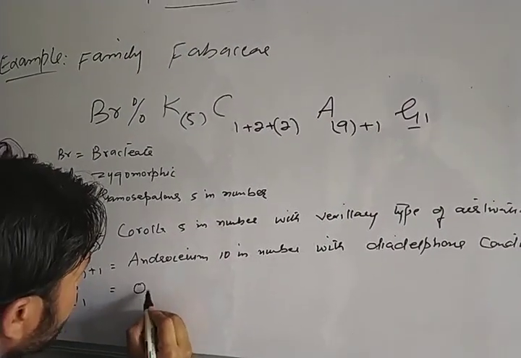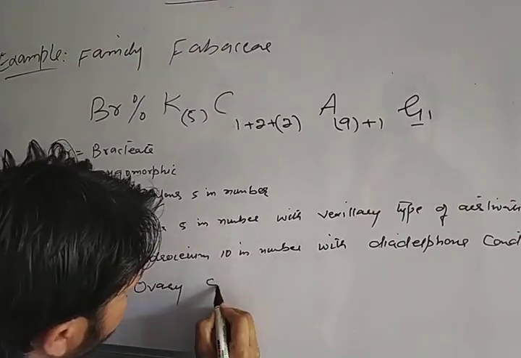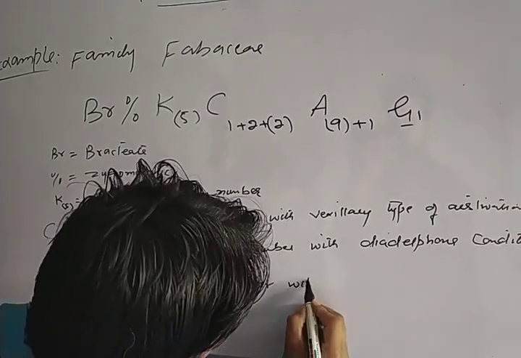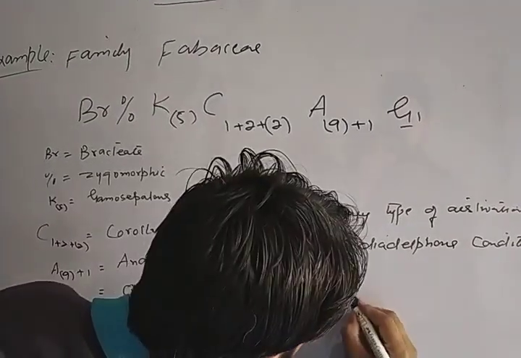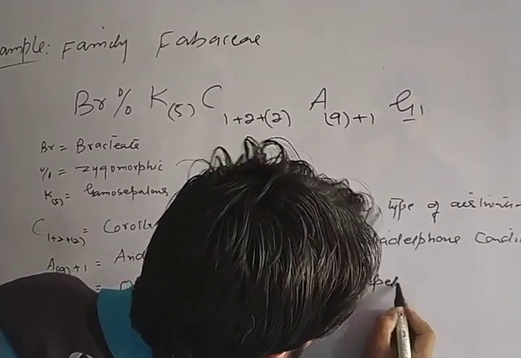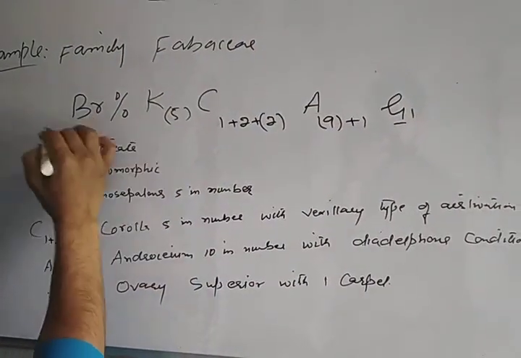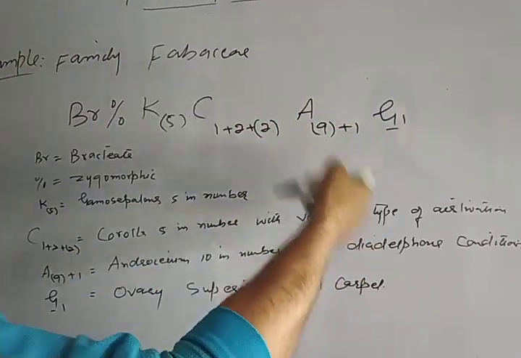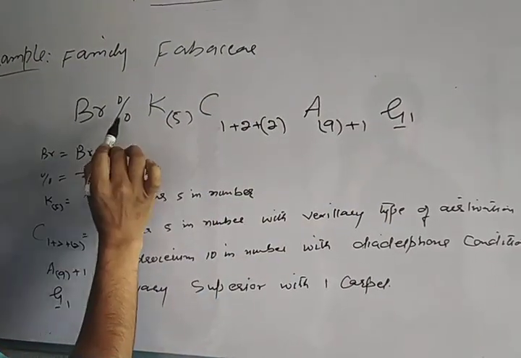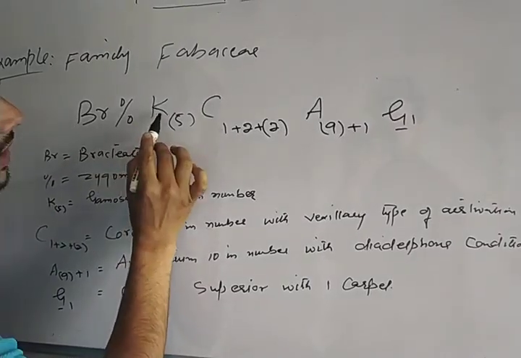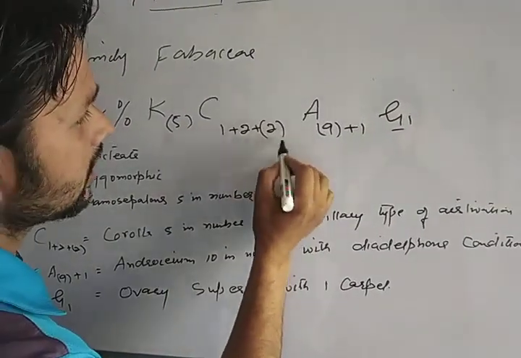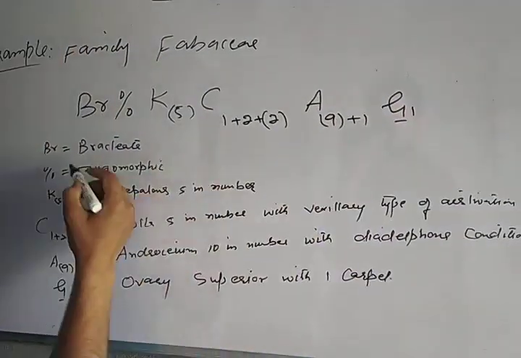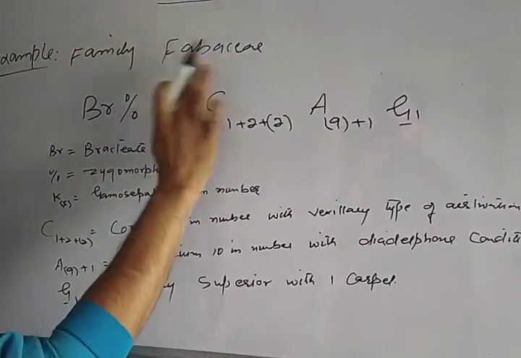That means ovary superior with 1 carpel, that means monocarpellary. This is the explanation of these symbols. I have explained before what this symbol is, what K, C, A, G are, what these bracket conditions are, and what this dash at the base of the G is. I explained here again in this family Fabaceae.